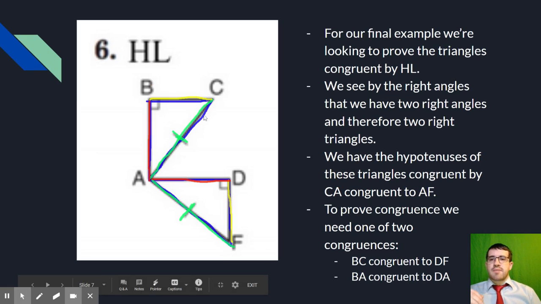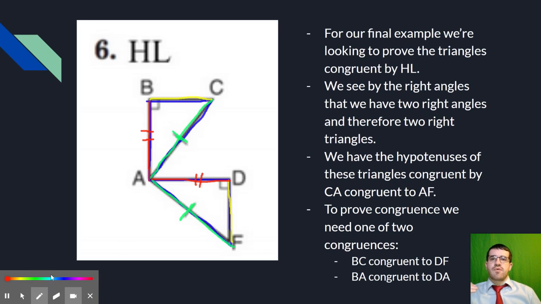Both of these are correct because then we have our corresponding leg congruent to show the triangles congruent. So I'm just going to mark them with tick marks. So we have the right triangles, we have the hypotenuse congruent, and then either BC congruent to DF or segment BA congruent to DA. Either way is correct.